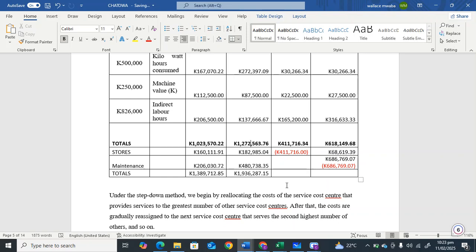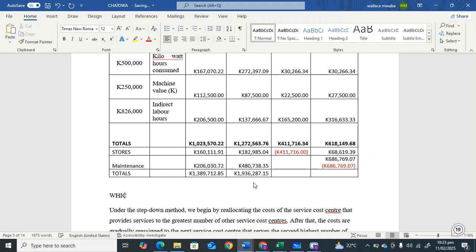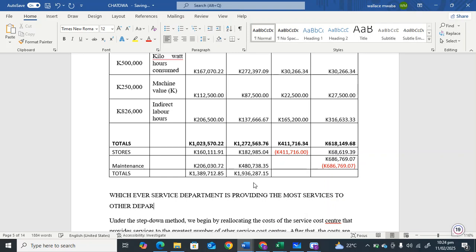For the step down method, the basis is this: whichever service department is providing the most services to the other departments will be reapportioned first.